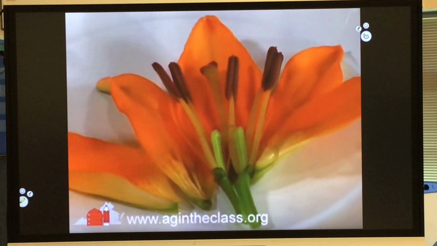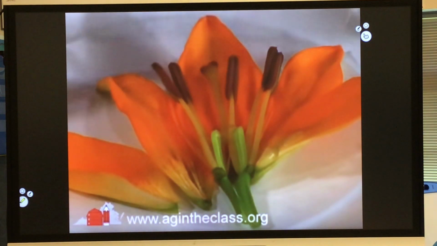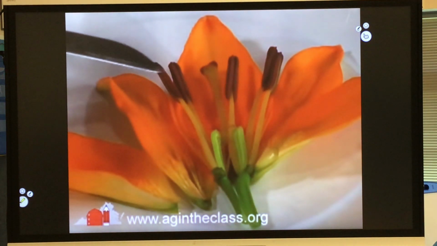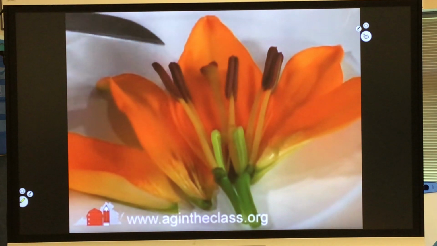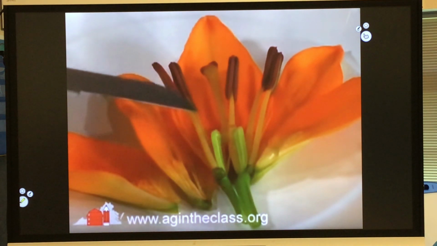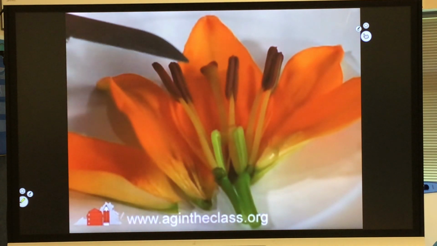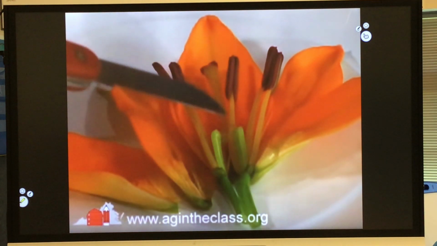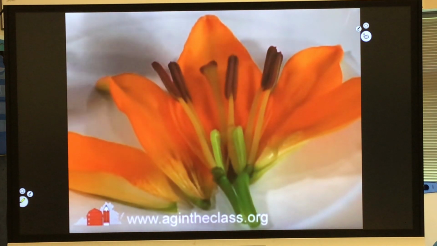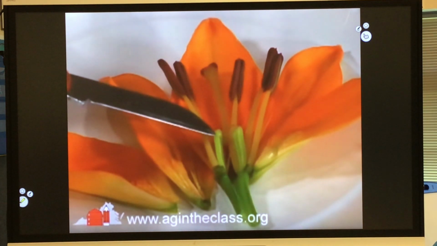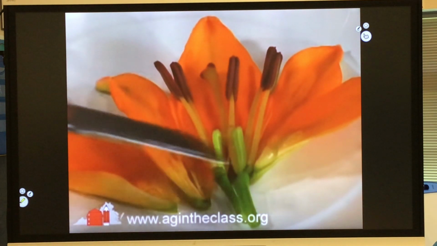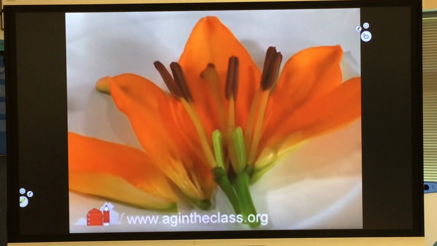So let's just review those. We have the petals, which are the orange parts on the outside. We have the stamen, which all of these are individual stamens. And this is the anther and the filament that makes up the stamen. Then we have the pistil, which runs down the center of the flower, that includes the stigma at the top, the style, and then the ovary at the bottom, which includes the ovule. And these all together make up the parts of the flower.